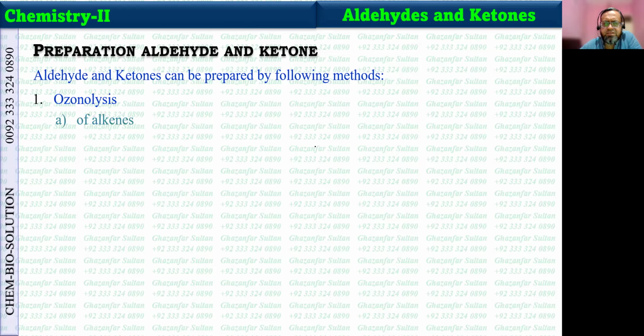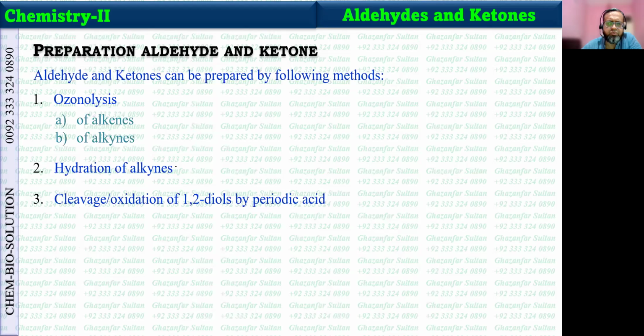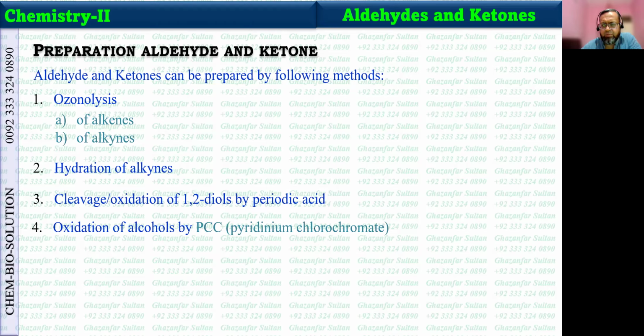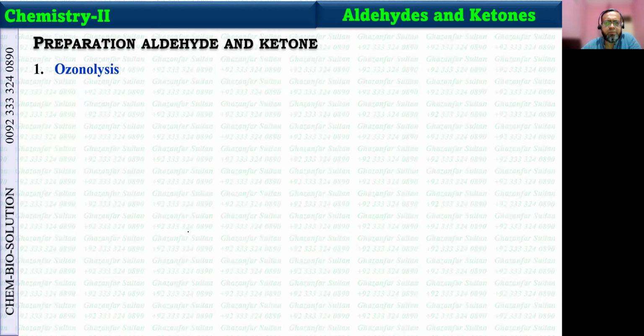These can be synthesized or prepared from different reactions: ozonolysis of alkenes that you have covered in alkenes, ozonolysis of alkynes we have covered in alkynes, but we will study it again. Hydration of alkynes we have covered in alkynes as well. Cleavage or oxidation of 1,2-diols by periodic acid. Oxidation of alcohol by PCC. PCC is pyridinium chlorochromate. Friedel-Crafts acylation that you have studied in benzene. Now see, one by one.